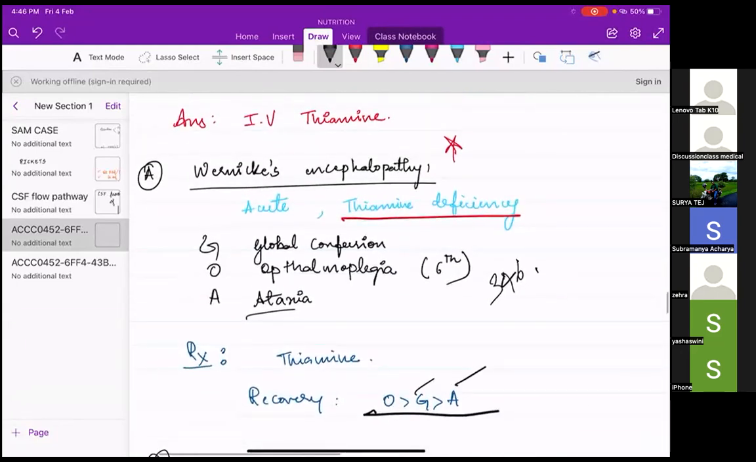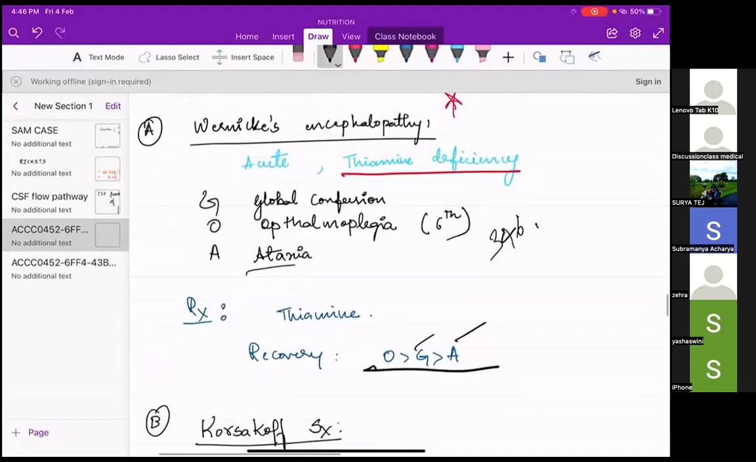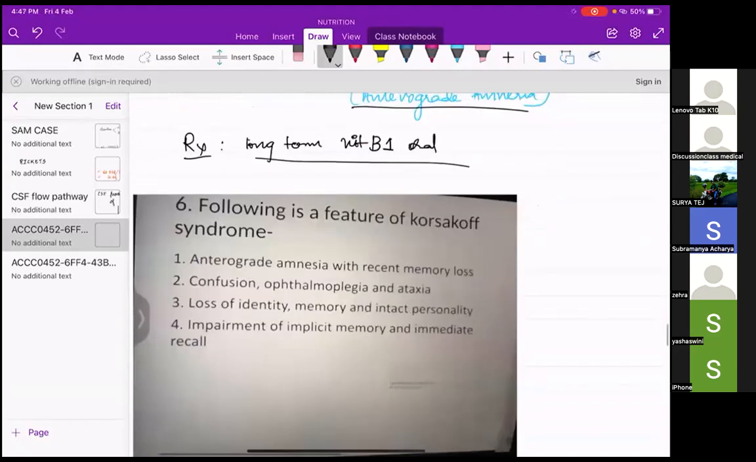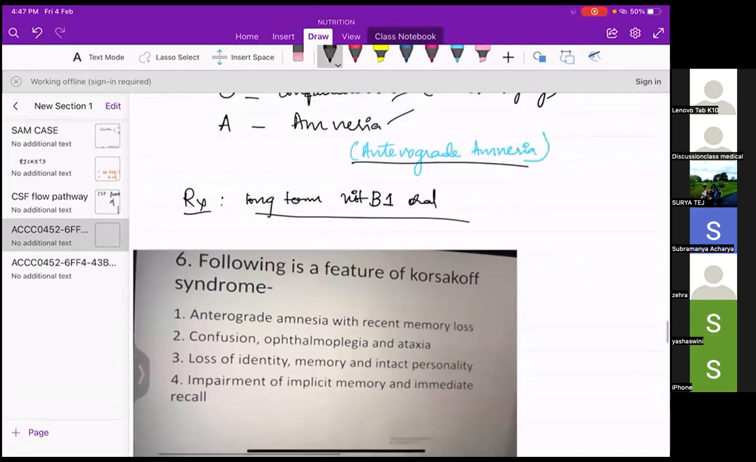If you see global confusion, ophthalmoplegia, ataxia, it means it is Wernicke's encephalopathy. It is mainly due to deficiency of thiamine. Then following is this question: which of the following is a feature of Korsakoff syndrome? Anterograde amnesia, memory loss, confusion, ophthalmoplegia and ataxia, loss of identity, memory and intact personality, impairment of implicit memory and immediate recall. So what do you think is a feature of Korsakoff psychosis? What did I say? Anterograde amnesia with recent memory loss.